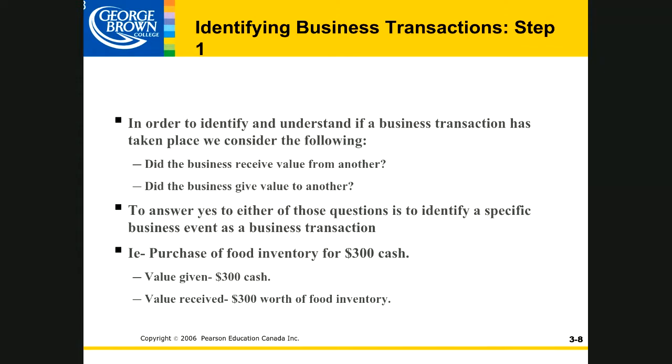For example, the value being given is $300 cash. So what this means is at some point, when we're journalizing, we know this transaction is going to affect cash, or our cash account. If we then identify that the value received was $300 worth of food inventory, we know that when we're journalizing, this transaction is going to affect our food inventory account.